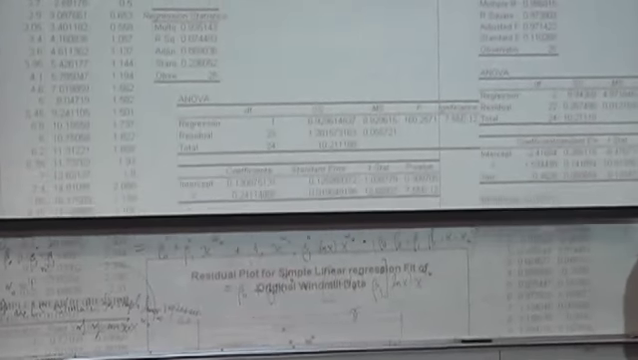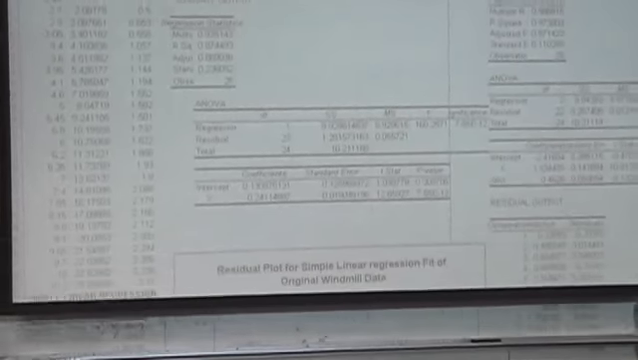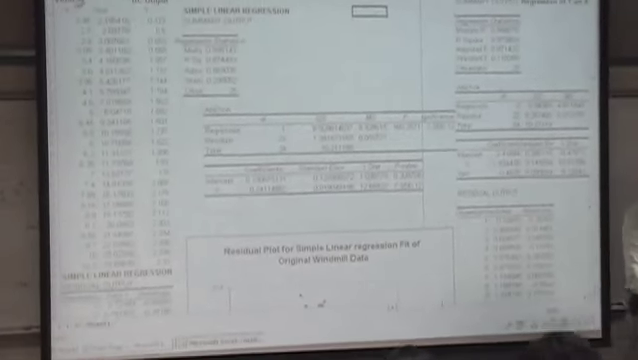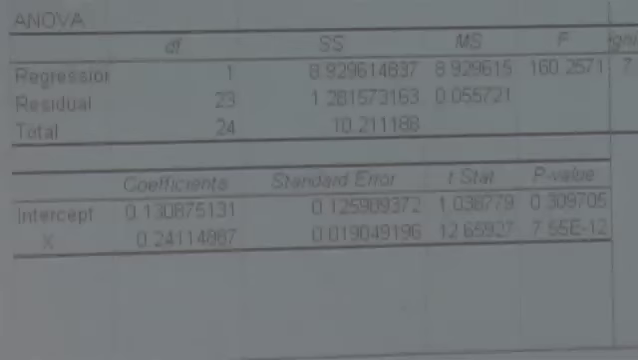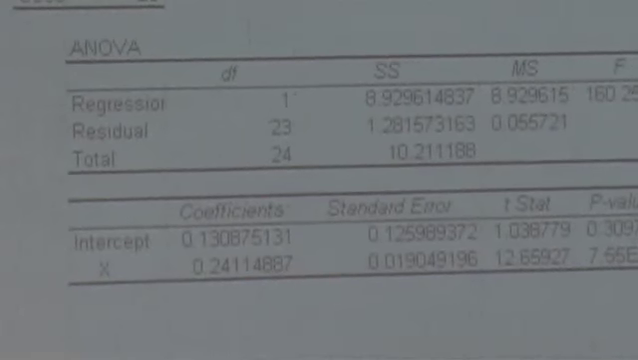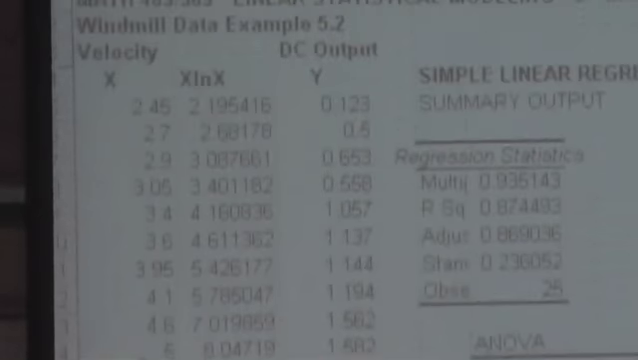Okay, so we had velocity of the wind. Okay, that's x. I'll just go ahead and highlight these two. All right, so then we have x, and those are the velocities. Then we had y, which is the DC output of the windmill.